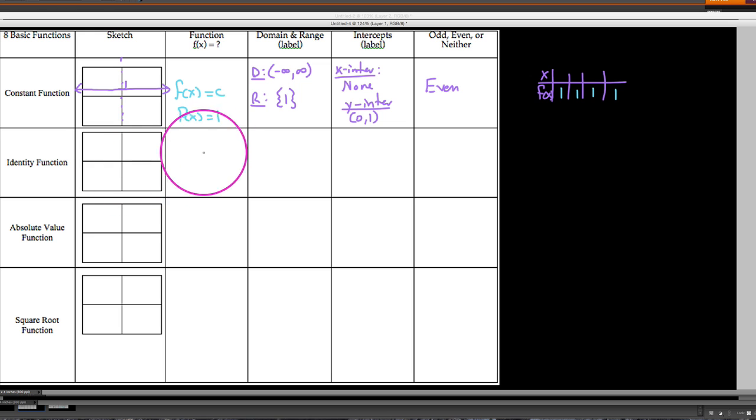Okay? As far as the identity function is concerned, we say that this is any function of the form, its parent function at least, f of x equals x, or y equals x.